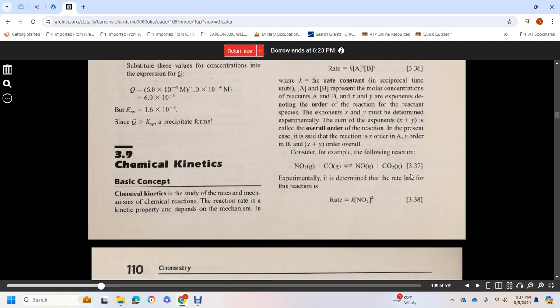Alright, Barron's Fundamentals of Engineering Exam book, 2008, continuing the chapter.